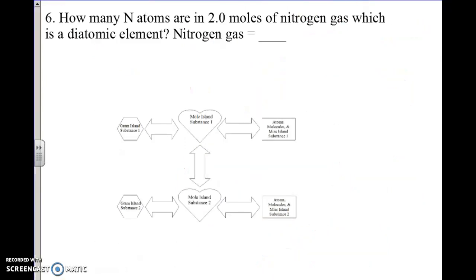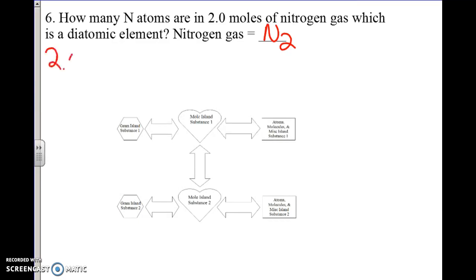Number 6 is a similar problem. We're going to be going from mole island to mole island again. In this problem, it starts us off with 2 moles of nitrogen gas. First of all, we need to realize that nitrogen gas is N2. I would encourage you to try this problem first, then watch me go through it after that.